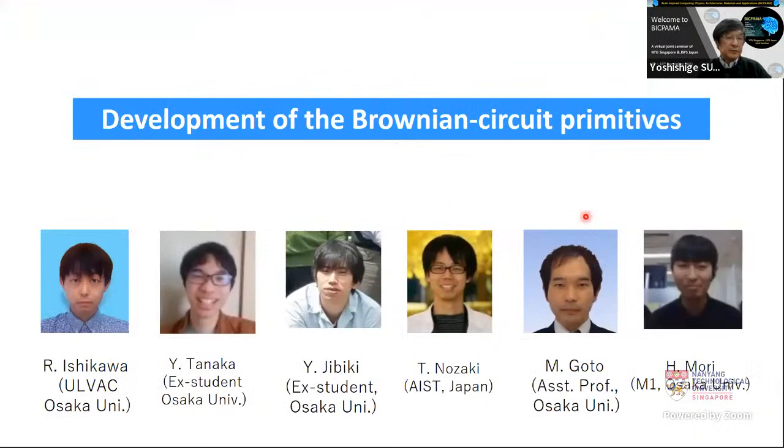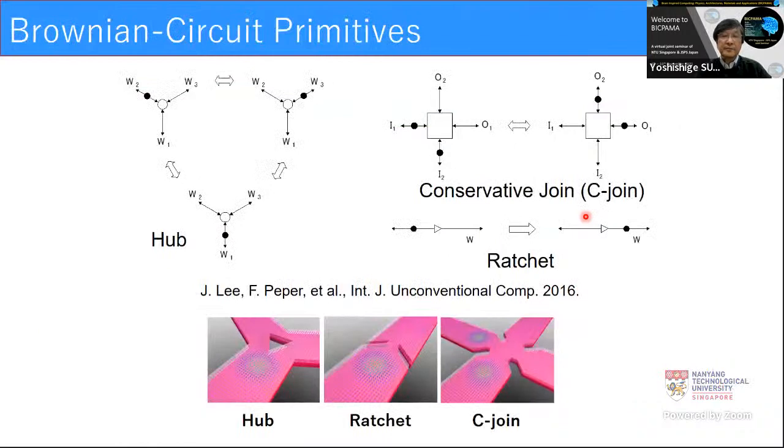Next, I will show you some trials to make primitive devices. The Brownian circuit can be composed of these primitive devices: hub, conservative join, and ratchet. The hub is a kind of T-crossing. The Skyrmion can select either to go to the right-hand side or left-hand side. I have already explained the conservative join. And the ratchet is a rectifier of the Skyrmion flow.